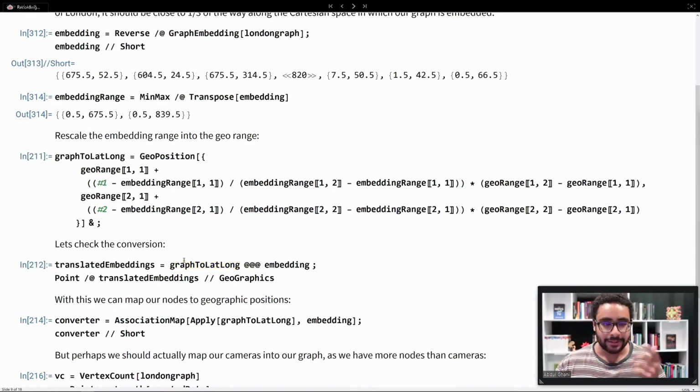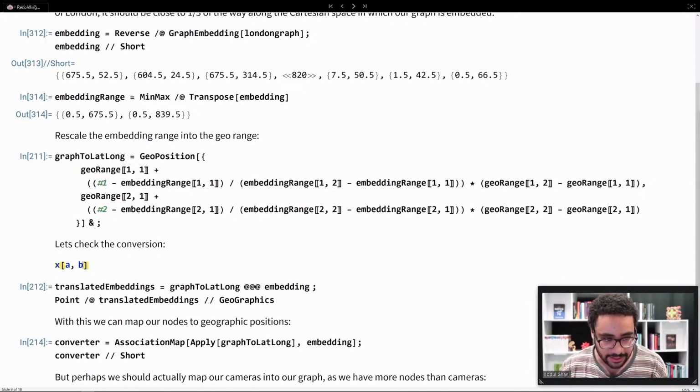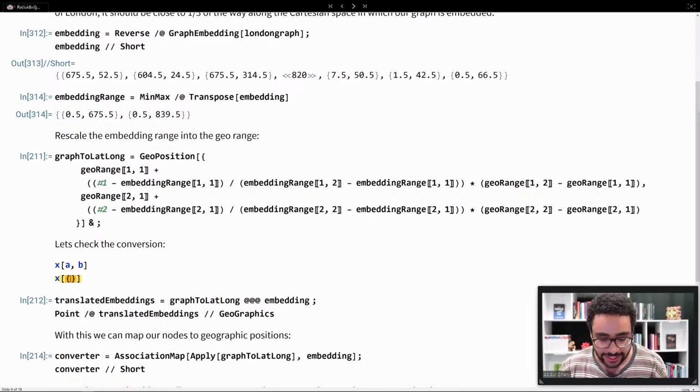So I don't just want to map the function over the list. I want to apply the function over the list, because there's a difference between, say, x of a and b and x of the list a and b. If we just mapped graph2lat long over the embedding, these won't be filled out. So map apply, instead of giving you in each coordinate this, it gives you this essentially. It's just a bit of sugar.